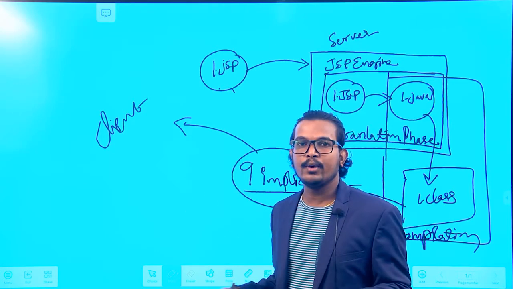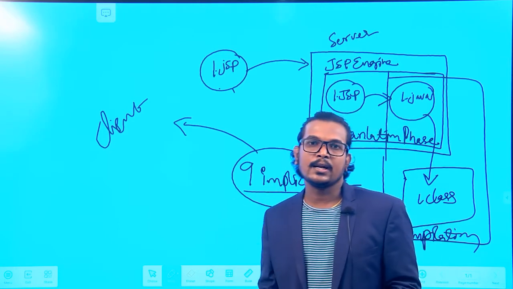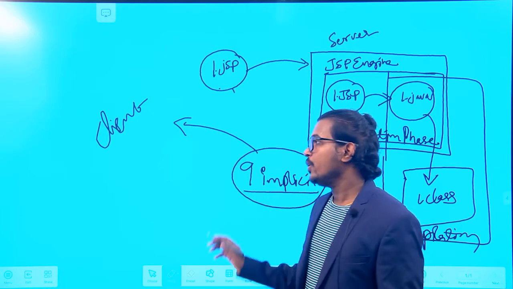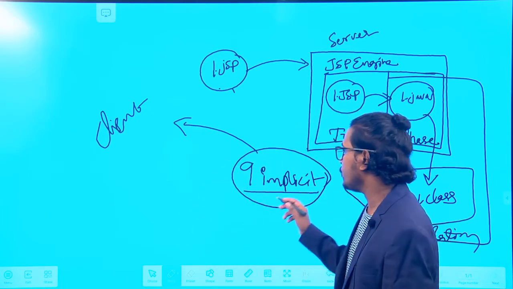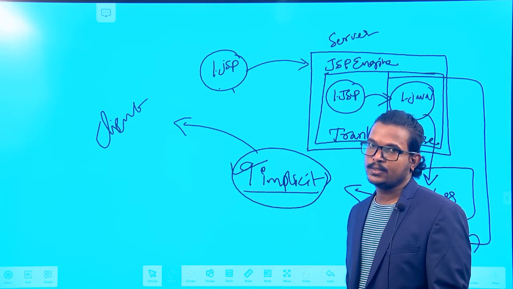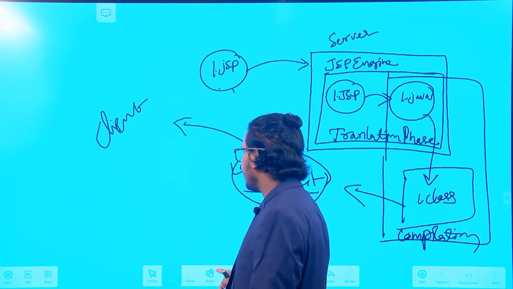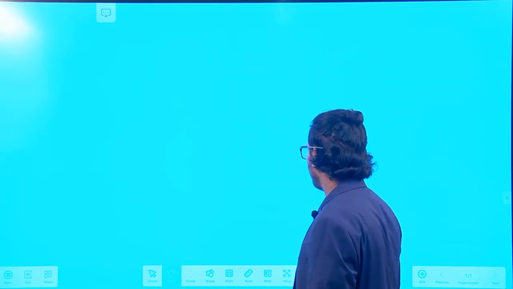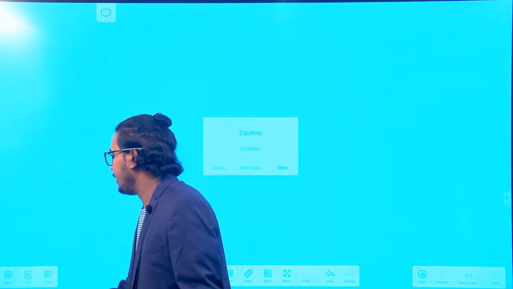We are maintaining the web browser, and with the help of that web browser we deliver that response information to the client. For delivering that, we take the help of these 9 implicit objects. What are these implicit objects? We'll see them later. First we'll see the execution of these JSP pages.